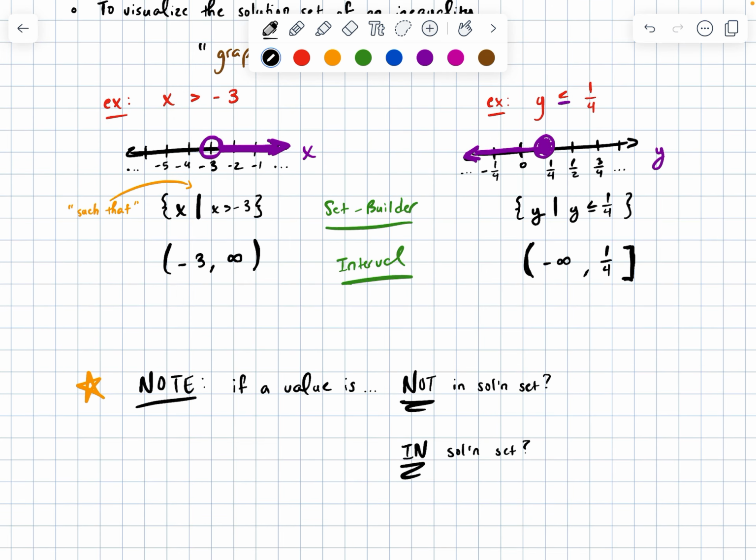Cool. So with that in mind, let's jot that down. If a value is not in the solution set, what do you notice it gets in the graph? What do you notice it gets in the notation? If it is in the solution set, what do you notice it gets in the graph, and in the notation? Take 20 seconds, look at those graphs above you, look at those notations above you. What do you notice they have in common? Go!